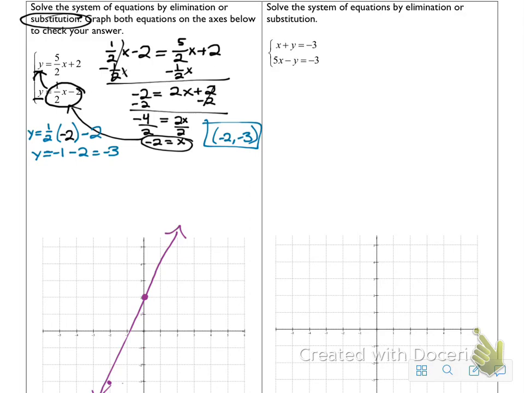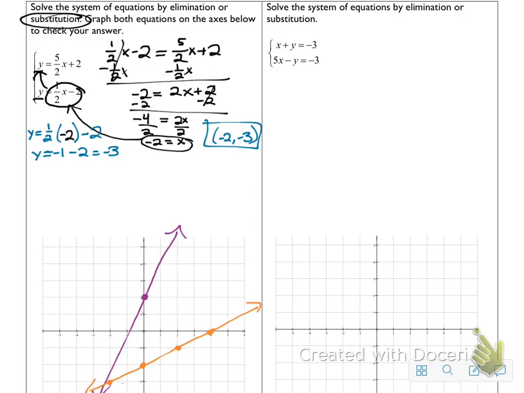Now the other equation, the 1/2 x minus 2. Well, minus 2 is our y-intercept, so we're down here. And 1/2 is up 1 over 2. So up 1 over 2. Up 1 over 2, or down 1, left 2. Well, look at that. Let's draw our lines, and the solution is in fact -2, -3.